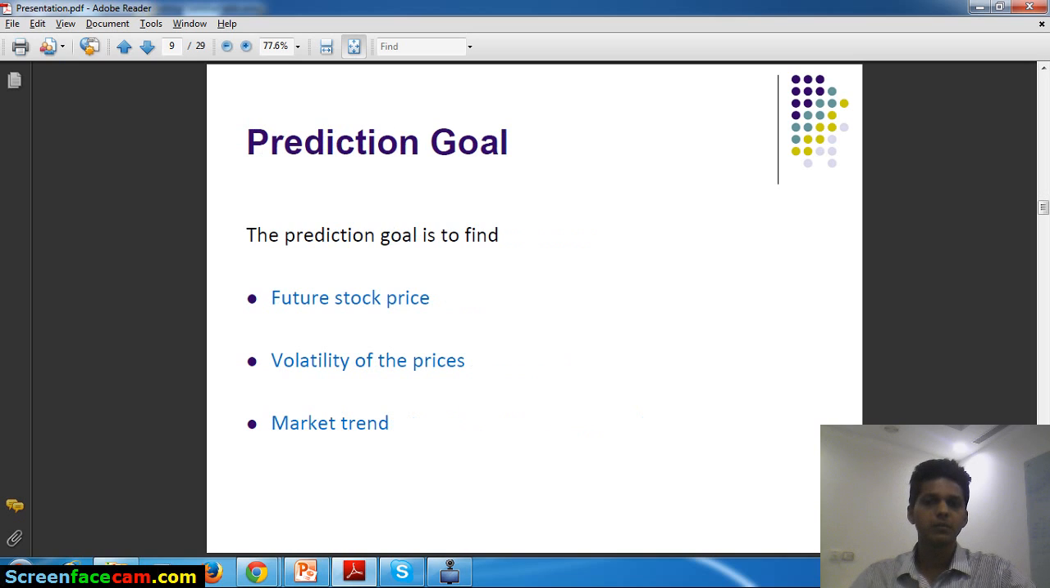Next, moving on, we have prediction goals. So the prediction goal is the ultimate goal of why we are doing the prediction. It could be to realize the future stock price, it could be to find out the volatility of the prices in the future of a particular stock, or it could be to find the market trend. So whether the stock market price for a particular stock is going up or going down.